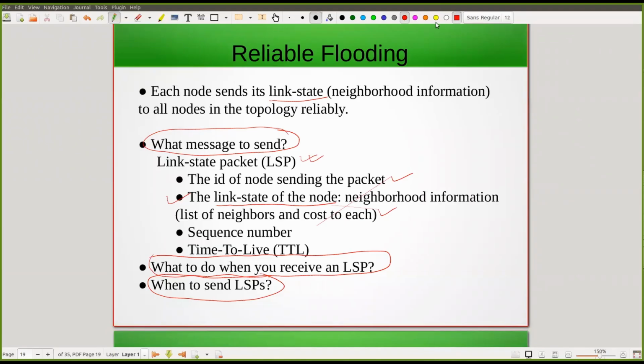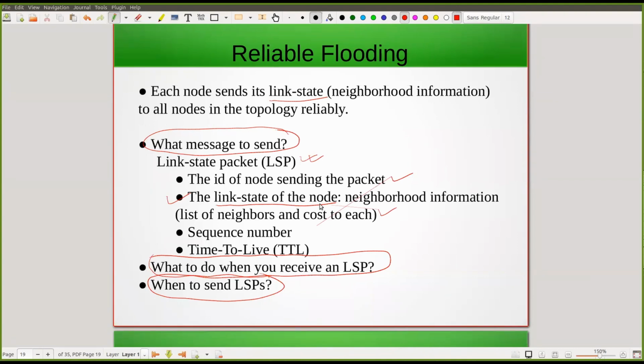In the first phase, we are going to send the link state information to our neighbors. So what is there in the link state packet? First of all, the ID of the node. Then the link state of the node, which is nothing but the local knowledge of each and every node.